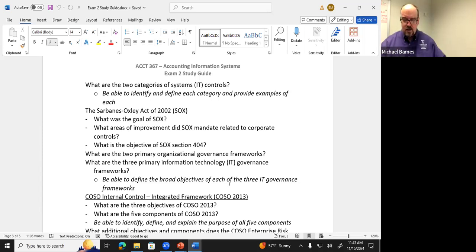So make sure, I think there's another question on that. There's a question on that in the practice exam, which we'll talk about at length. You need to know their names and you need to know their broad objectives. So be able to explain what each of those do at a basic level, so you understand the difference between them.